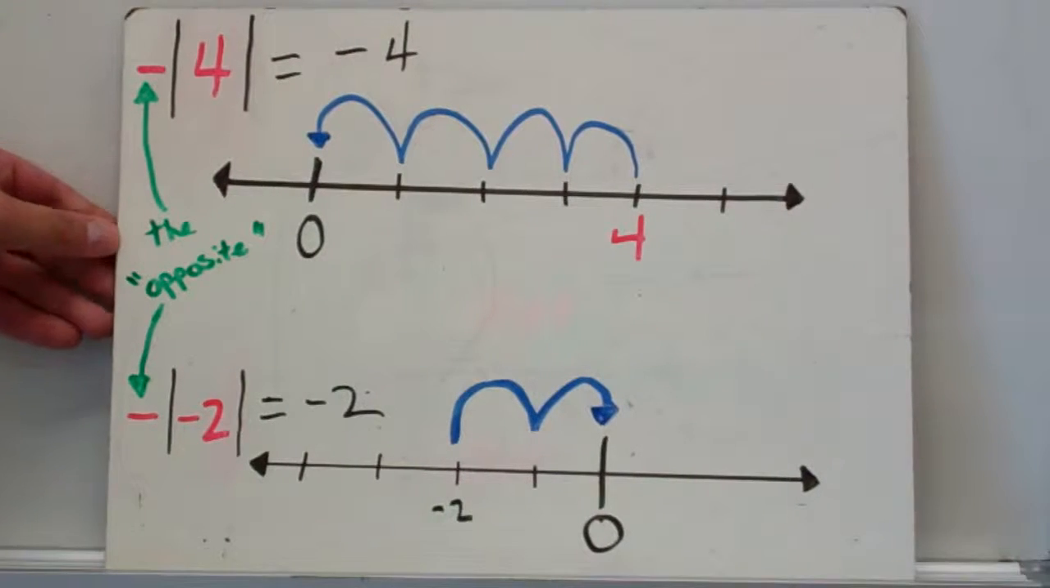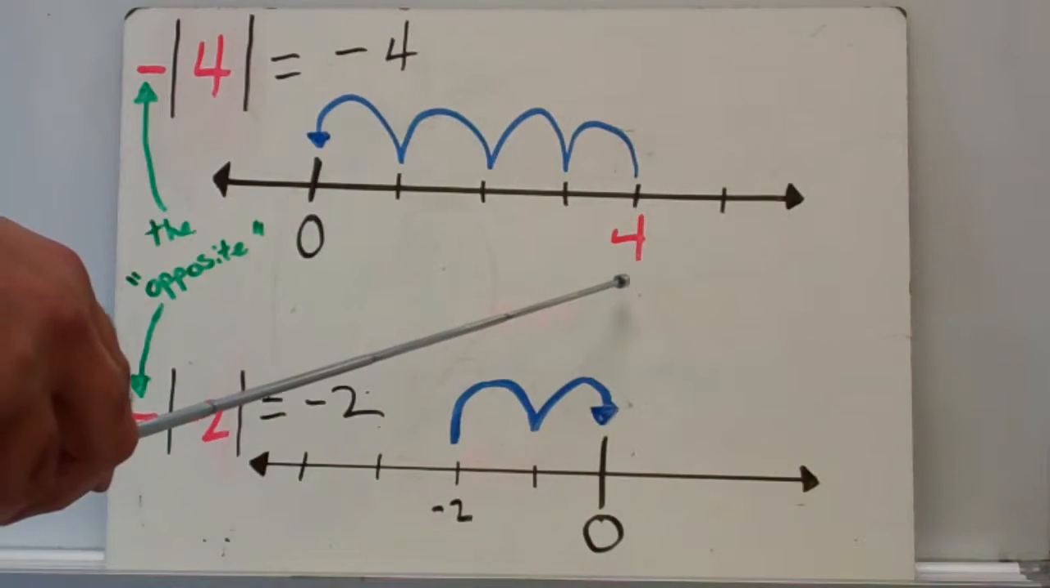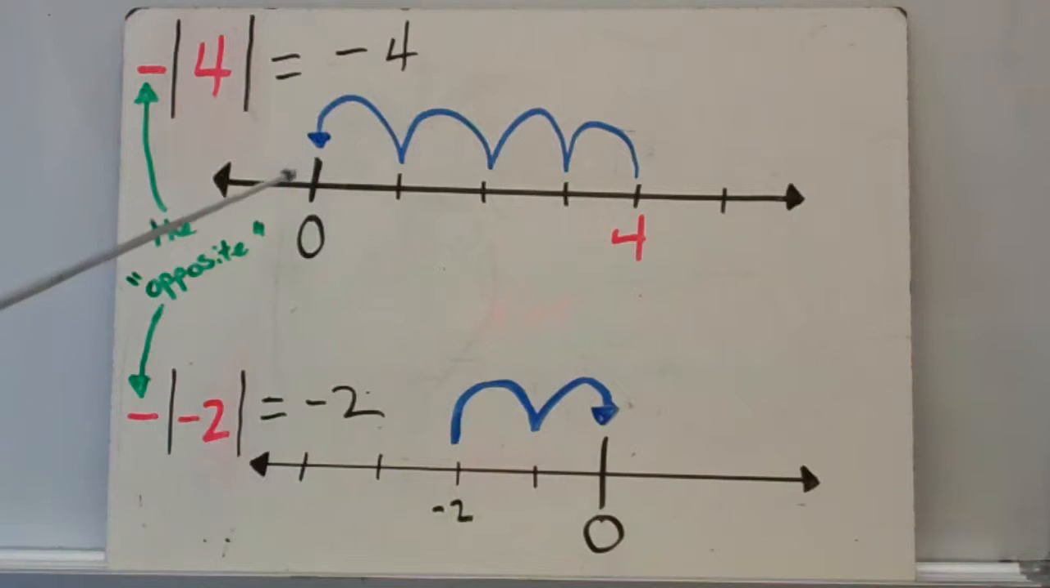Sometimes we end up getting a negative on the outside of the absolute value brackets. So in this case, we're looking for the negative absolute value of 4. Okay? And sometimes we refer to this negative sign as the opposite of the absolute value of 4. So again, we find the absolute value of 4. We start off with 4 on our number line, and we count down to 0. 1, 2, 3, 4. And then we find that the absolute value of 4 is 4, and then we apply the opposite of 4. Okay, the negative value, which in this case is -4.